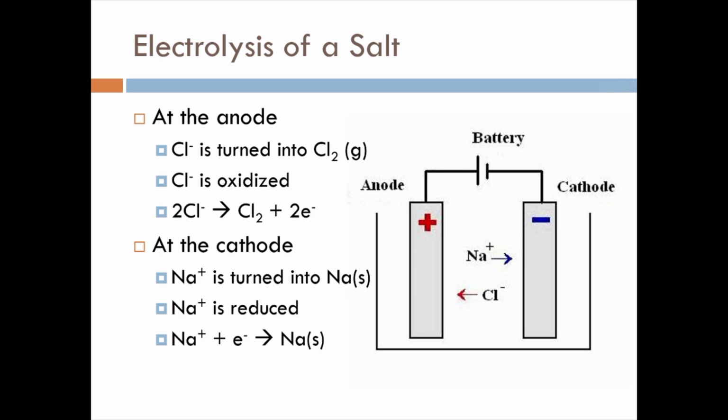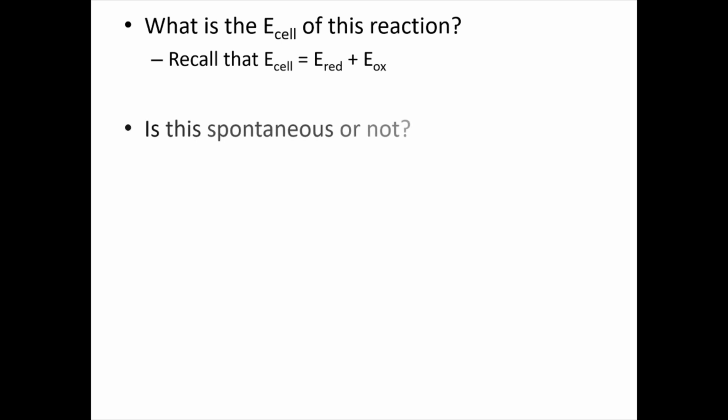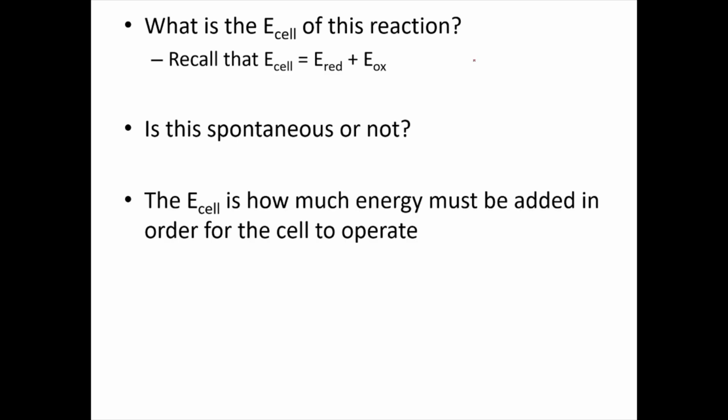Now, for this cell, what's the voltage? What is the E cell of this reaction? Recall that to calculate the overall cell voltage, we just take the reduction cell voltage and add it to the oxidation cell voltage. So my oxidation is the chlorine ions becoming chlorine gas. They're losing their electrons. That's my oxidation. The reduction is the sodium ions gaining electrons to become solid sodium.